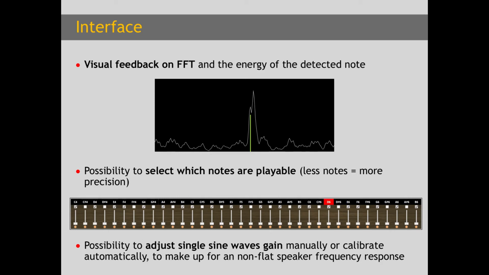Having fewer notes corresponds to more detection precision for the algorithm, and less playing precision required of the user while controlling their mouth. The user is also allowed to adjust the gain of each sine wave, manually or automatically through a calibration system, to make up for a possible non-flat frequency response of the speaker connected to the rubber tube.